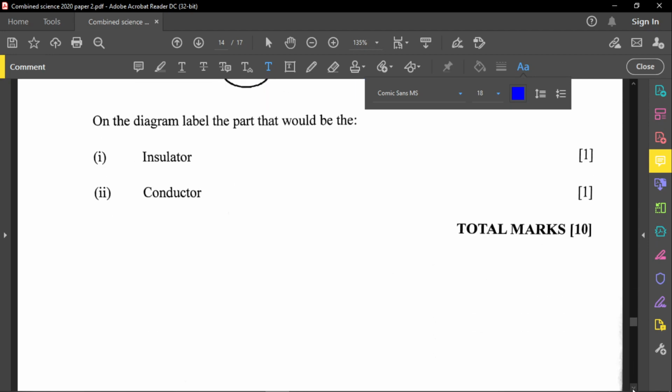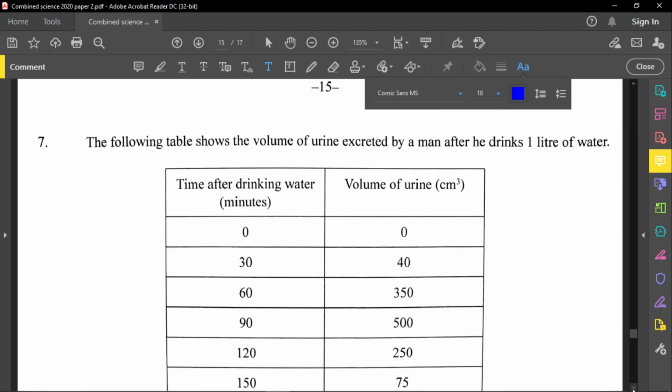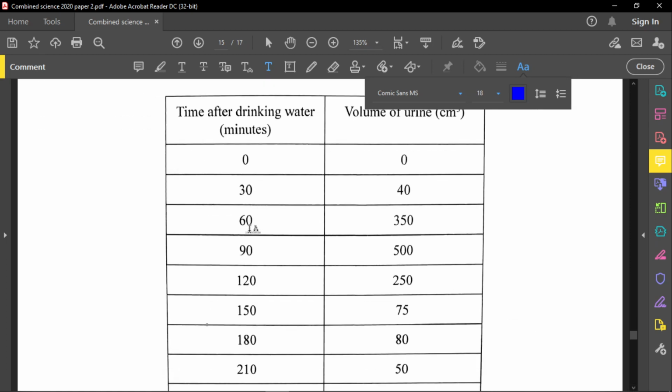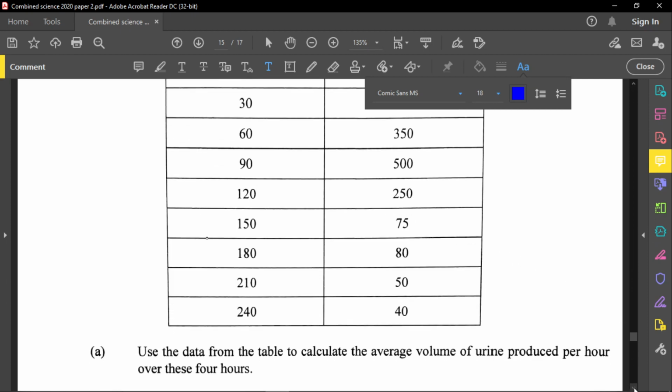Now let's go into the next part of the question, which is question number 7. We're almost there. It said the following table shows the volume of urine excreted by a man after he drinks 1 liter of water. And so now let's go down to it. We drink 1 liter of water. You have them per 30 minutes each time, and that's the volume of urine for each 30 minutes. Go all the way up to 240.